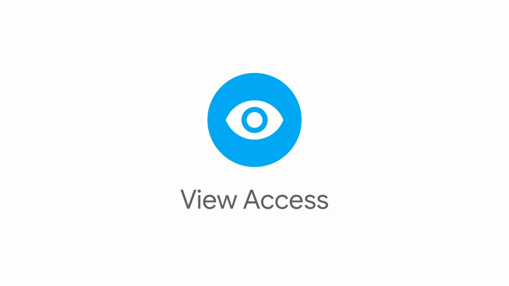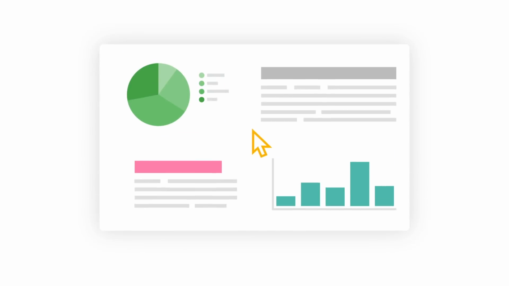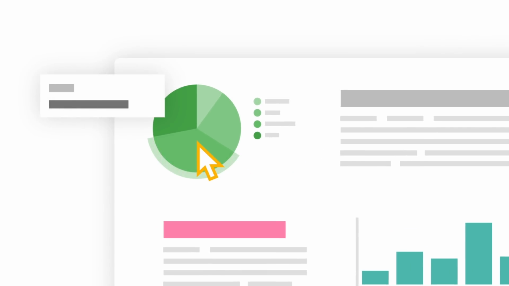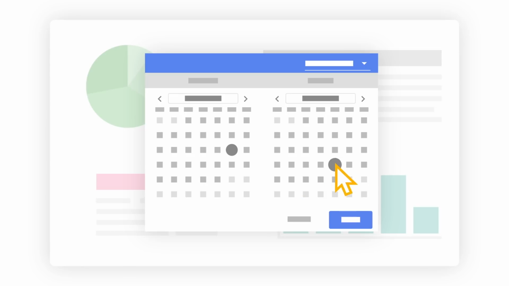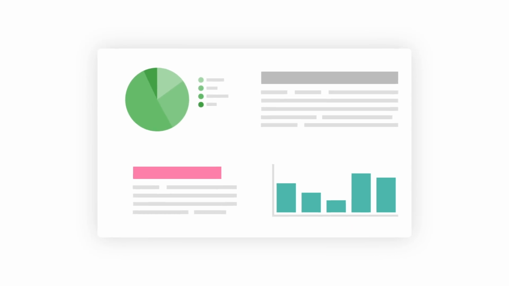View access lets other people view and interact with your report. They can hover for more details, filter the data, or change the date range, all without being able to make any changes to the report.